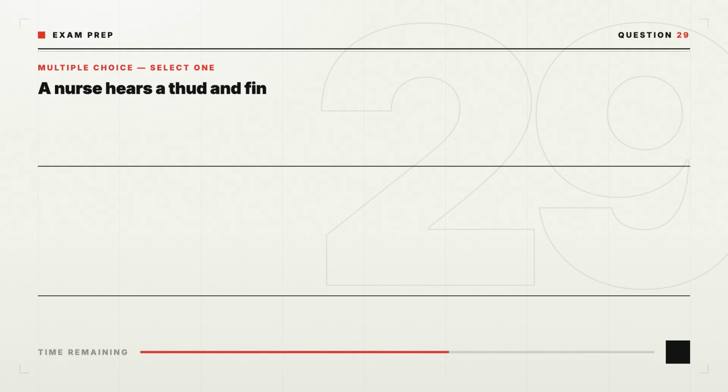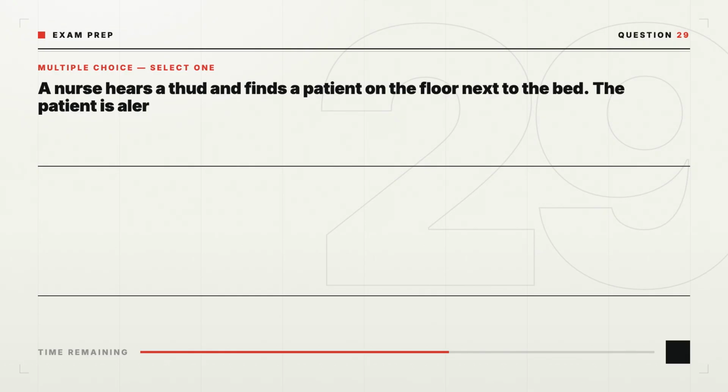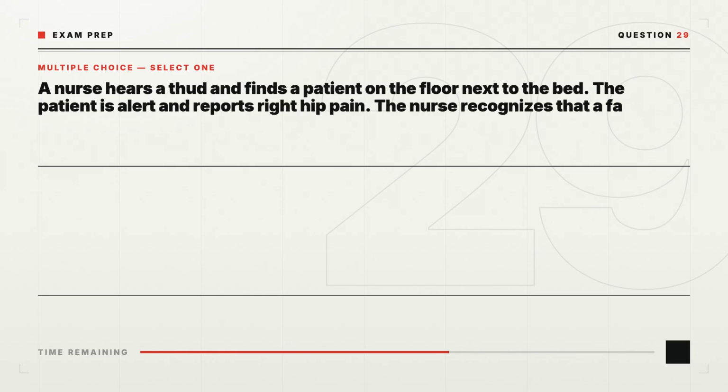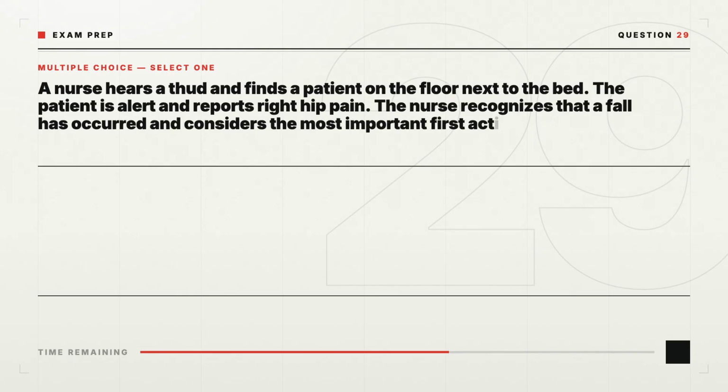Question 29. A nurse hears a thud and finds a patient on the floor next to the bed. The patient is alert and reports right hip pain. The nurse recognizes that a fall has occurred and considers the most important first action before transferring the patient back to bed. Your options are A.